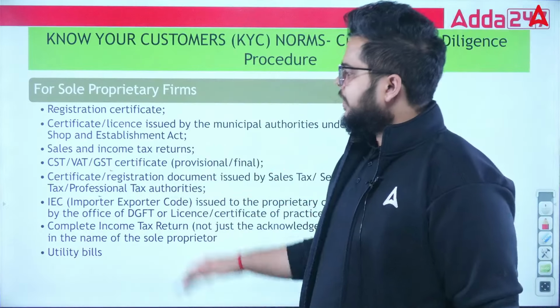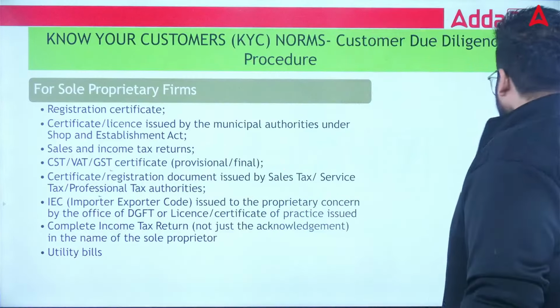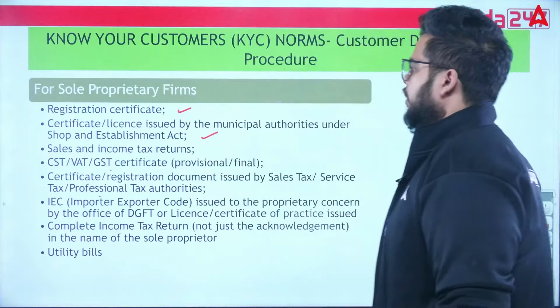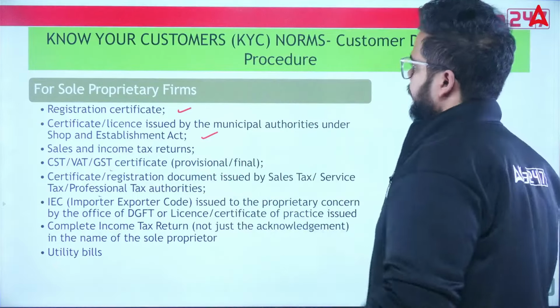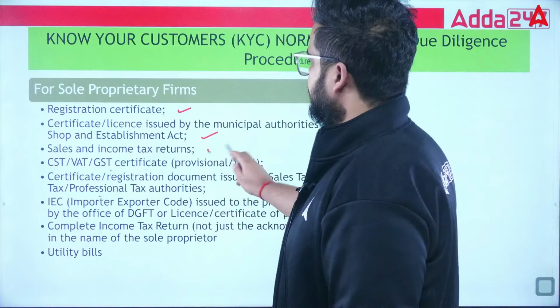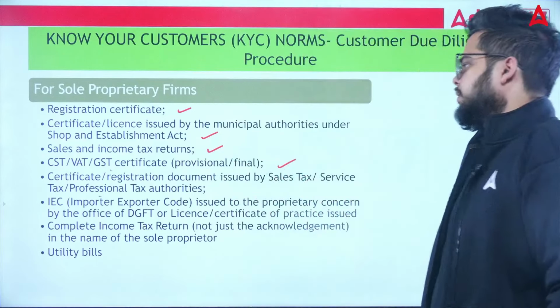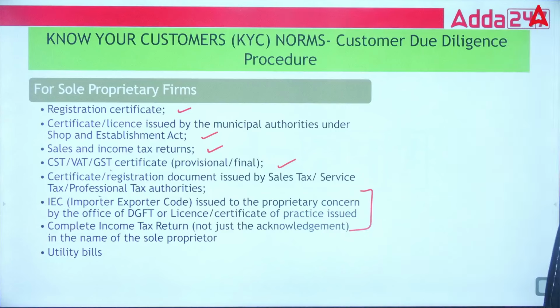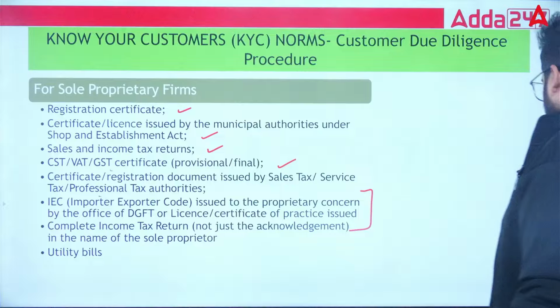Then we have proprietorship concern. The important aspect here are the documents. So RC, then we have the certificate of a particular proprietorship firm, and then sales and ITR, GST certificate. After that, IEC is also required while opening the account. Importer exporter code, others are fairly common.